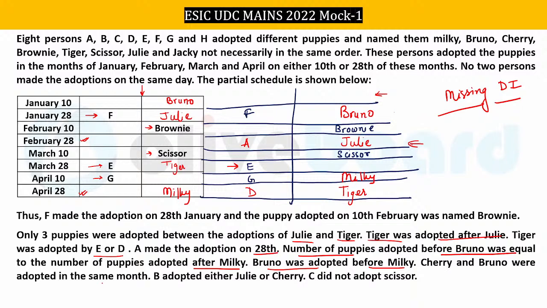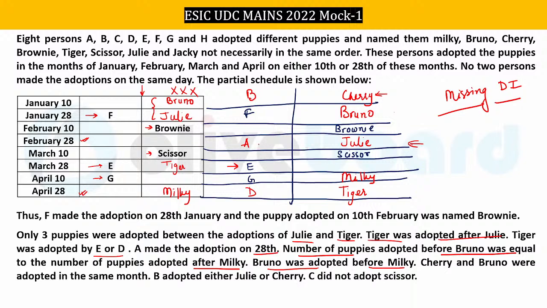Cherry and Bruno were adopted in the same month. So Cherry and Bruno should be in the same month. In the first case, you can see we are having Bruno and Julie in the same month. That is why this case becomes invalid. So you are getting the right case from the second one. So Cherry and Bruno in the same month. So Cherry will be there in January. So this is your Cherry and Bruno. Now B adopted either Julie or Cherry. So you can see B should be there for Julie or Cherry. So Julie is already there for A. That means B will be there for Cherry here.